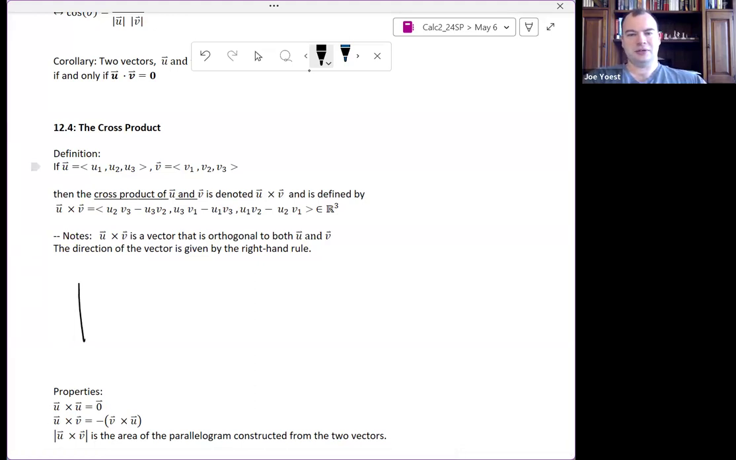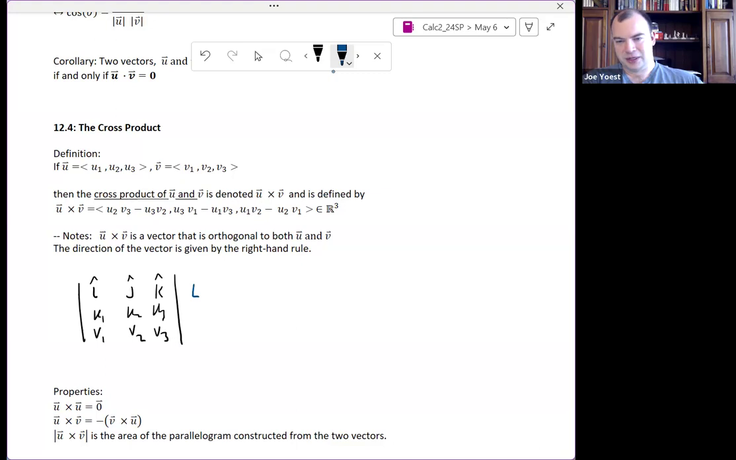So if u cross v, if u is u1, u2, u3, v is v1, v2, v3, we start by putting i hat, j hat, and k hat in the top row of a 3x3 matrix. And then we have u1, u2, u3, and v1, v2, v3. And we want to take this thing called the determinant. And we talked about this idea of cofactor expansion, the, in some sense, more official way to do it. Or there's the shortcut way. We copy over the first two columns.